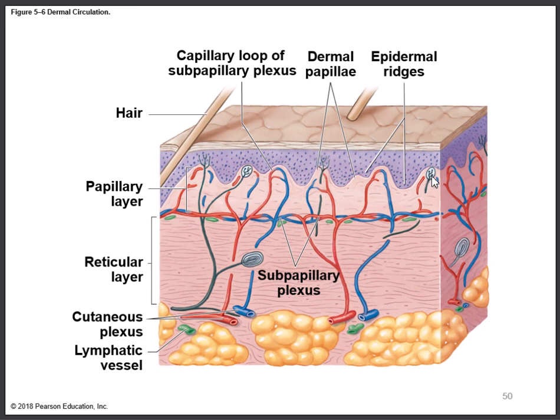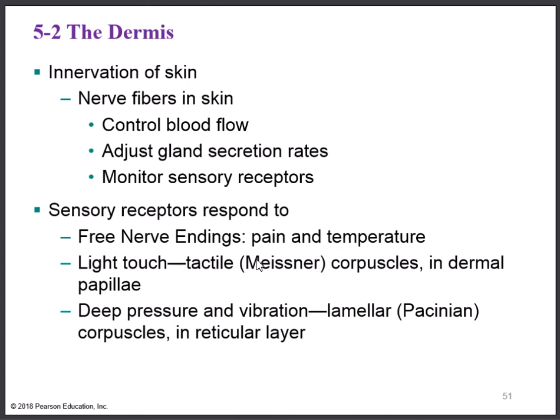Here's another tactile corpuscle. But down deep here in the reticular layer, this big thing here, this kind of reminds me of an onion. It has like layers of peel. So this here is called the Pacinian corpuscle or the lamellar corpuscle. This picks up deeper touch, right? So you would have to push harder on the skin here to get this to be stimulated. And it also picks up vibration. Okay, so we got those three.